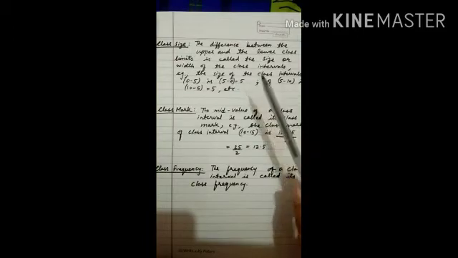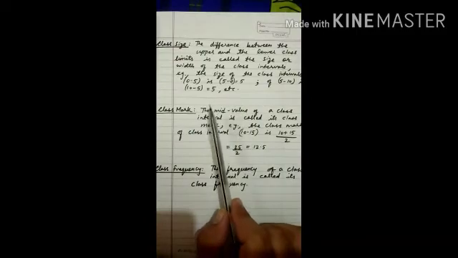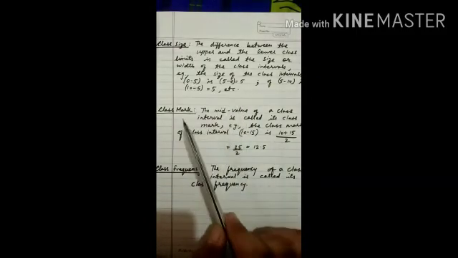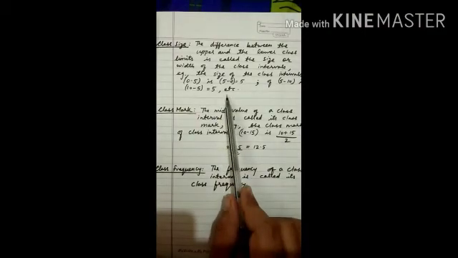Not in such a way that the first class interval we are taking 0 to 10, then the next class interval we take 10 to 30, then we are taking 30 to 80. Not like this. It should be the same.